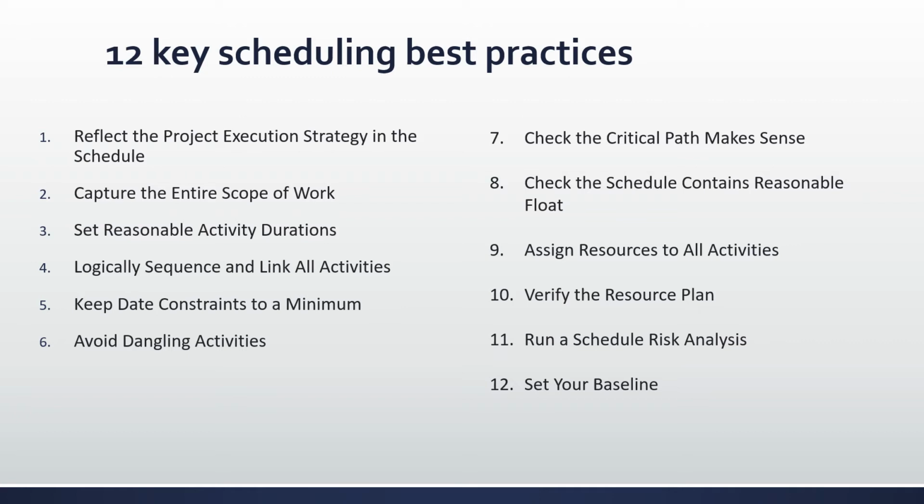Number 3, set reasonable activity durations. The schedule should clearly set out how long each activity will take. These activity durations should be reasonably short, meaningful, controllable, and allow for discrete progress measurement. When defining activity durations, the quantity of work and resources needed should also be taken into account.